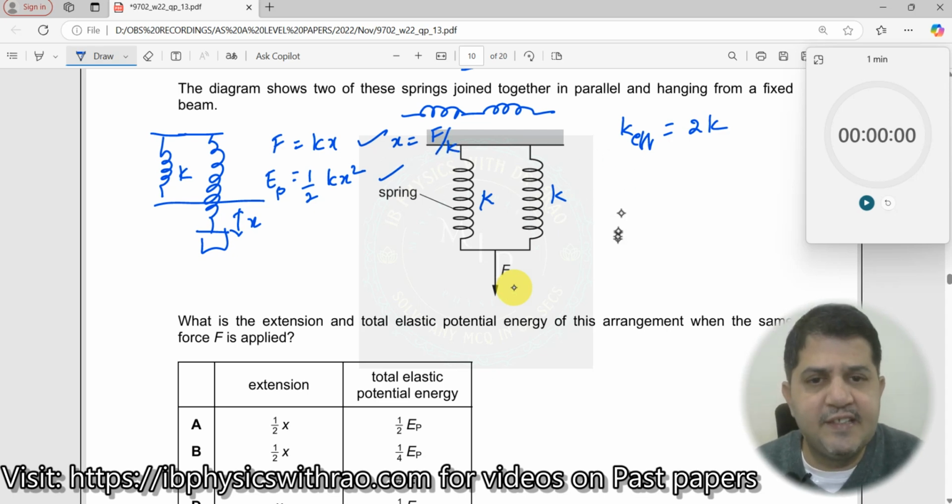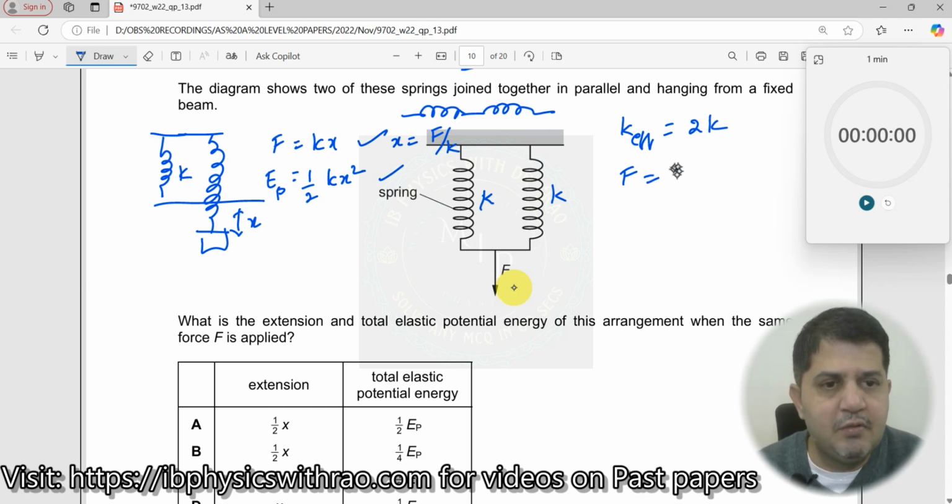Now, in this case, what happens? You will have the same force F. I am writing F here. This should be equal to 2K. And extension I do not know, I put X dash over here, which means X dash should be equal to F by 2K.